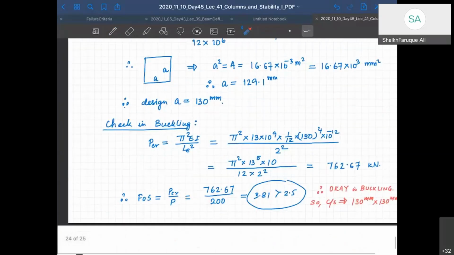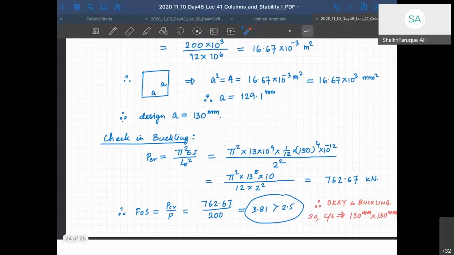Now check for buckling, whether it's safe in buckling or not, because we have to check for both. So we come here, PCR is pi square EI by LE square, where pi is known, E is known, I will be based on this, right? So I calculate I here, and then LE is 2 meters, so 2 square. Do all the calculation, you get 762.67 kilonewton as your PCR.